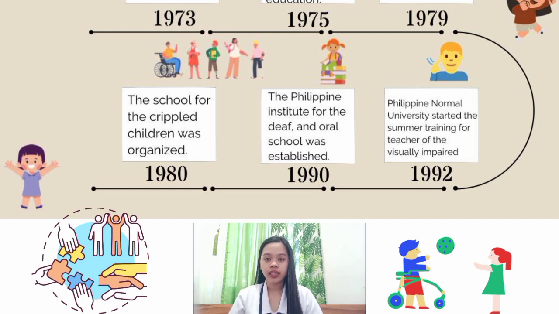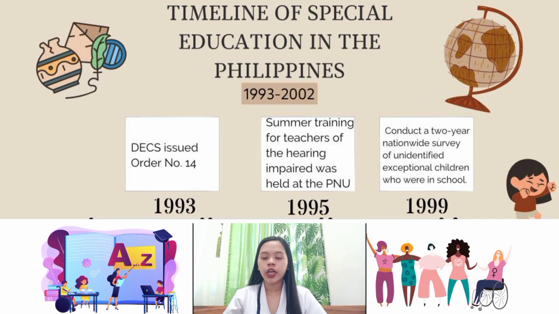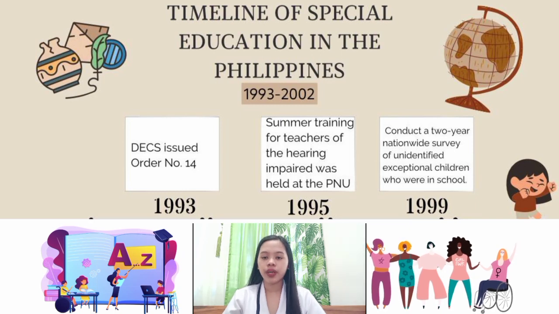In 1990, the Philippine Institute for the Deaf and Oral School for Children with Hearing Impairment was established. In 1992, the summer training for teachers of the visually impaired started at the Philippine Normal University. In 1993, the Department of Education, Culture, and Sports issued Order No. 14 that directed regional officers to organize the Regional Special Education Council, or RESC.